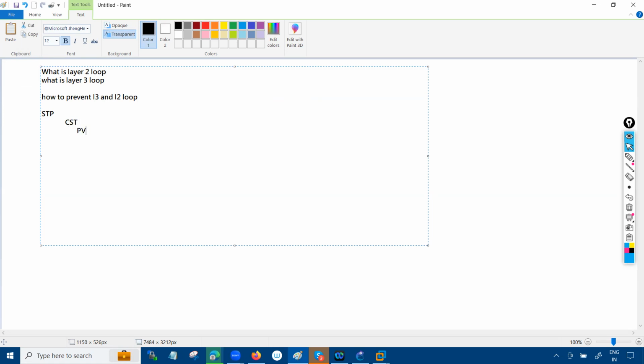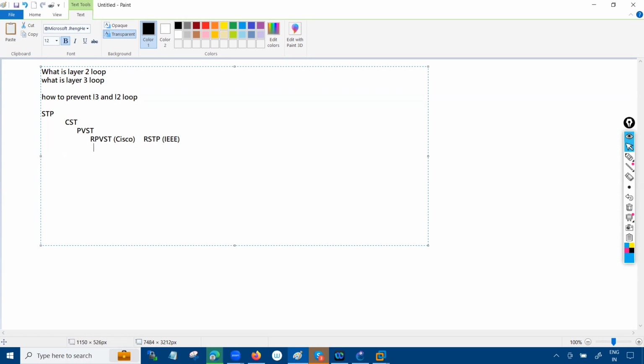Another is called PVST, that's known as the per VLAN spanning tree protocol, right? And then we have RPVST. So in Cisco, we call it RPVST, and in the IEEE standard, we call it RSTP. Then we have the MSTP protocol.